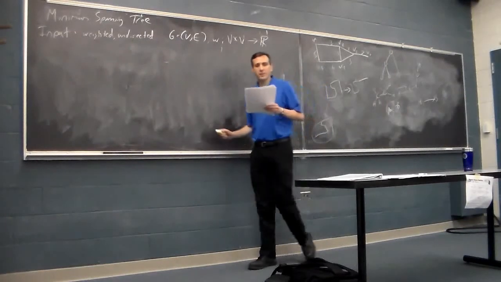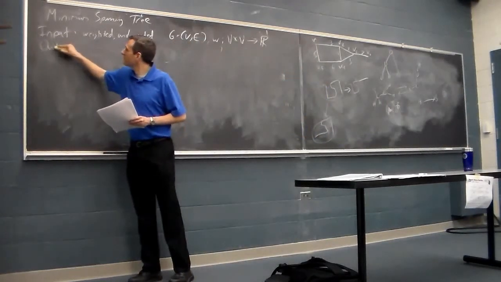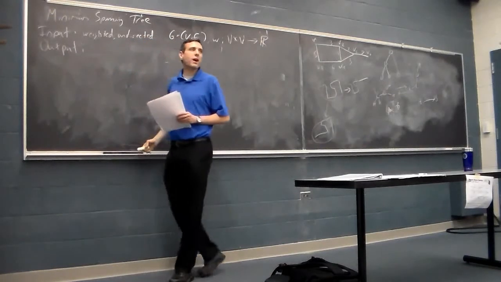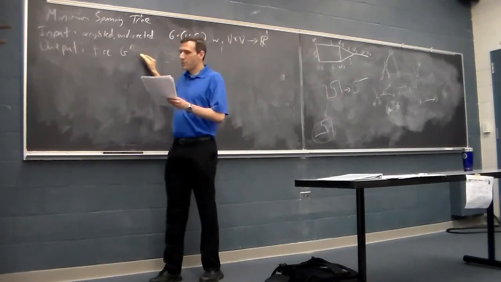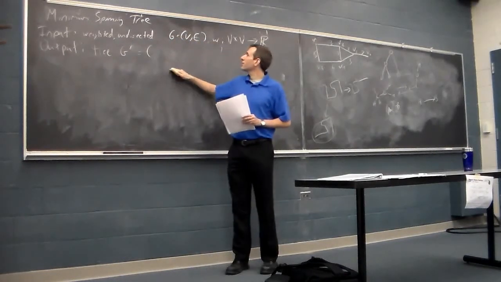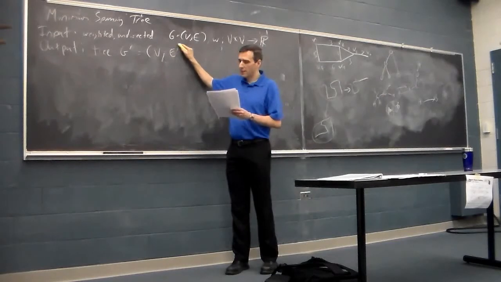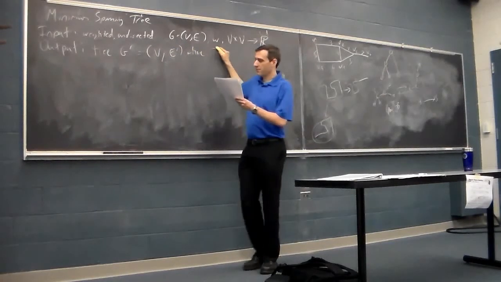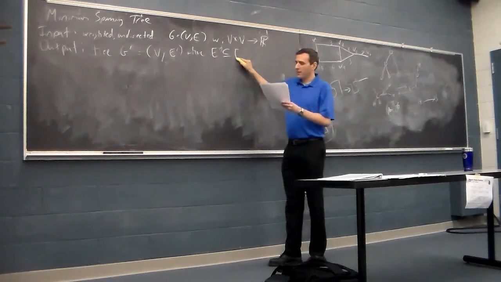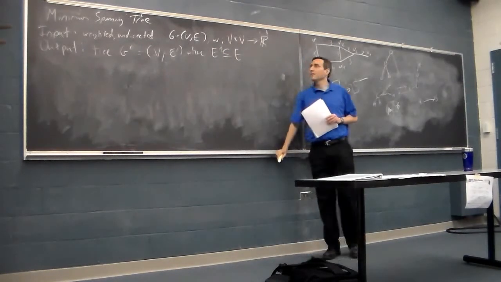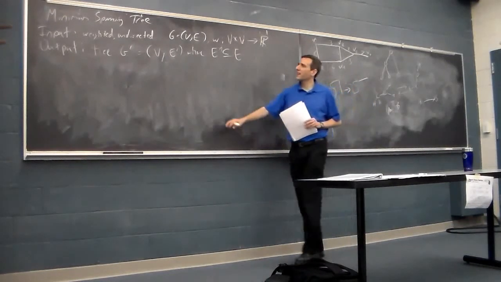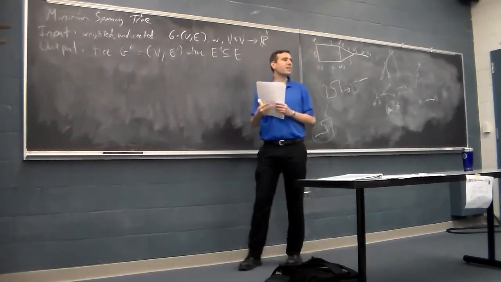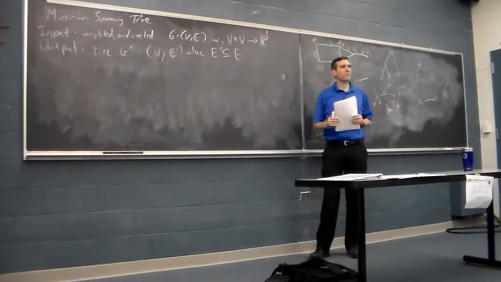Output. Yeah, so we need an output. And for a minimum spanning tree problem, the output is going to be a tree. So a tree, let's call it G prime, and G prime is going to consist of V comma E prime, where E prime is a subset of E. So what does this mean? Yeah, so this is basically just saying that G prime is a tree that is embedded within the original graph.